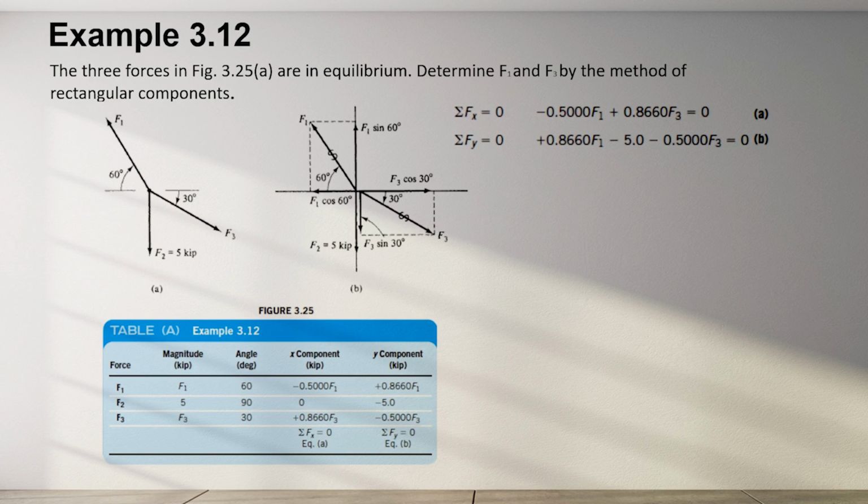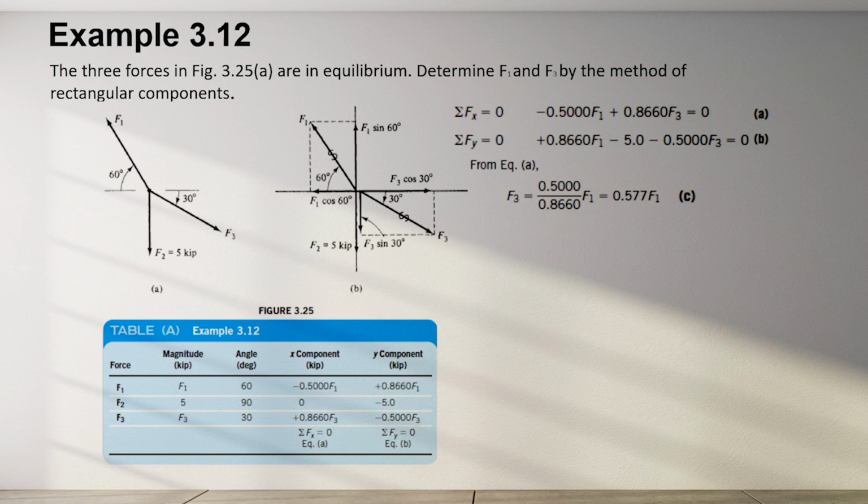So, negative 0.5000 times F1 plus 0.8660 times F3 equals 0. For equation B, the summation of Fy equals 0. So, 0.8660 times F1 minus 5 minus 0.5000 times F3 equals 0.